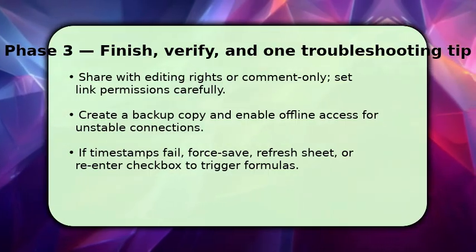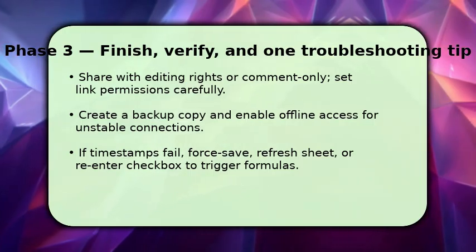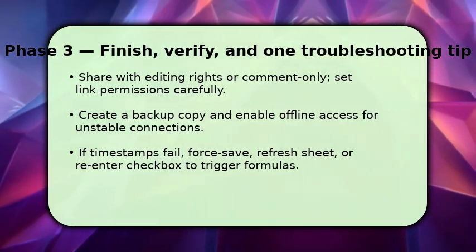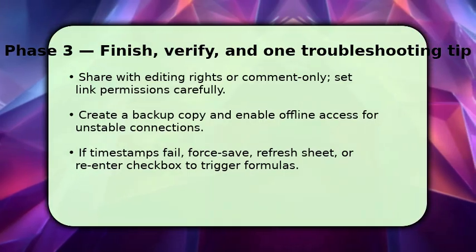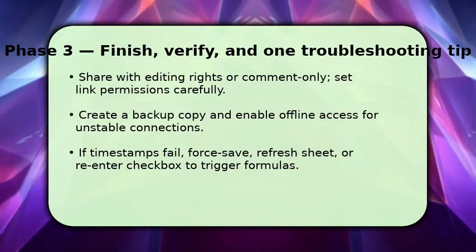Finally, test one row end-to-end. Check the box, confirm the time appears, and adjust column widths. If something goes wrong, force a sync by closing and reopening the app, refresh the sheet, or toggle the checkbox to retrigger formulas. That usually fixes common mobile issues.